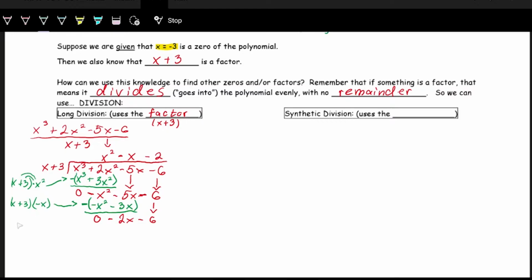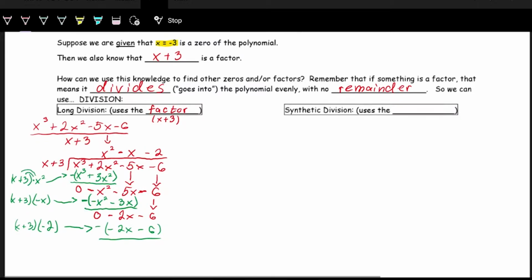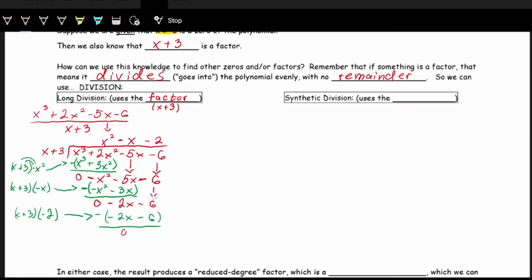So lastly, we check to see if there is a remainder. We have x plus 3 times negative 2. When we distribute the negative 2 in, we have negative 2 times x, that's negative 2x, and then negative 2 times 3, that's negative 6, and we're subtracting this entire expression. And so we see what we have left over. This is negative 2x minus negative 2x, so that's plus 2x, and that becomes 0. And then we have negative 6 minus negative 6, so that's positive 6, and that's a 0. So we have a 0 remainder, which is great.